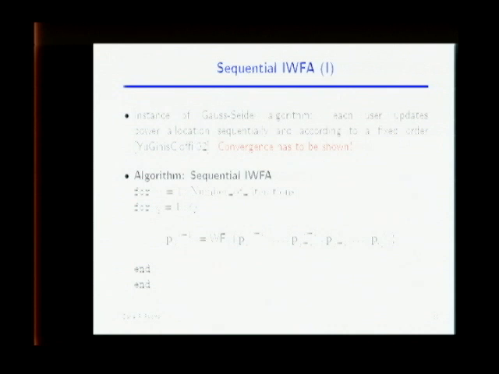For some number of iterations until convergence, we update all the users one by one. How do we do that? At iteration n, the user Q updates himself by waterfilling. This is a waterfilling operator. By waterfilling on the interference generated by the other ones. Since it's sequential, for the previous users up to Q minus 1, we take the already updated power, n plus 1. But the other users have not been updated yet, so it's from the previous iteration. Well, it's sequential.